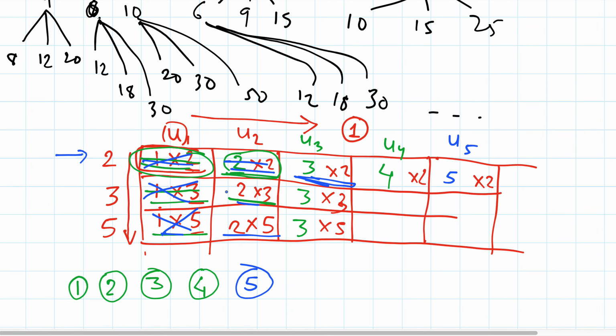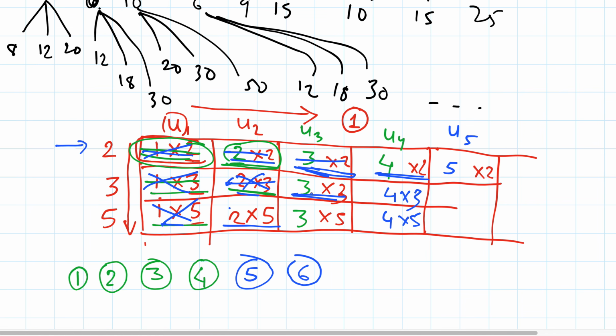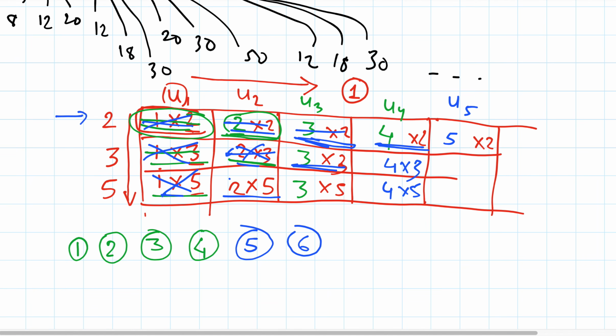So now we have 6, 6 and 10. So the minimum is 6. So we will print 6 and cut out these twos and it will move here, and in this row it will move here. Now we have 8, 9 and 10. So the minimum is 8. So this will advance here.